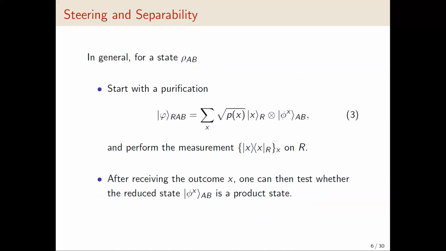In general, for a general state, we can start with the purification and then perform a measurement X on R. On receiving X, we need to check whether the pure state that has resulted is a product state. That's where our first test of separability comes in. It's a separability test for pure states, because psi_X of AB is a pure state, and for a pure state, separability is just checking whether it's a product.